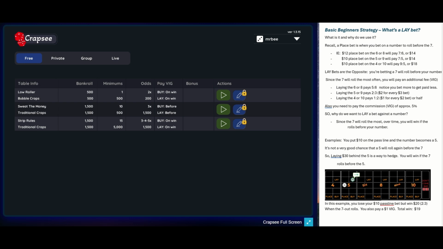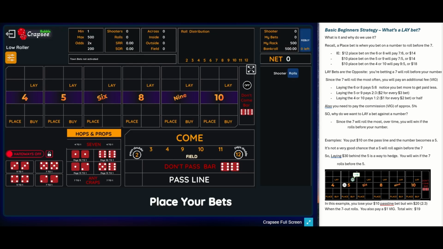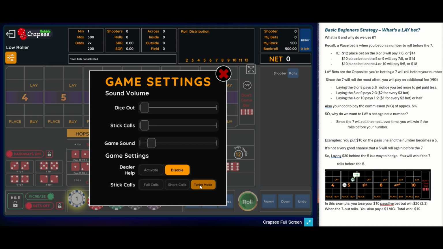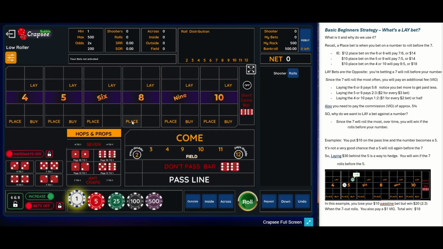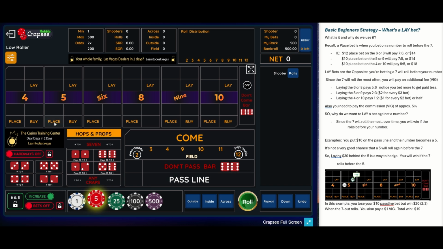So the first thing I'm going to say is, remember what a place bet is. If I bring up a table and I place money on the 6 or the 8, remember, you place in increments of 6 on the 6 and 8. If I put $5 on the 5, 6, and 8, I have to cap the 6 and the 8 by $1. The reason is that the payout is 7 for 6 on the 6 and 8. So if a 6 comes out, you win $7. If an 8 comes out, you win $7.